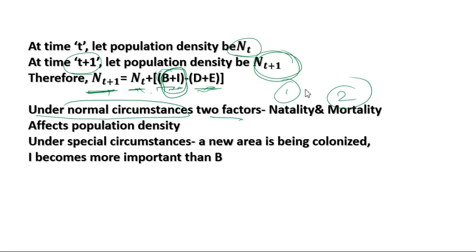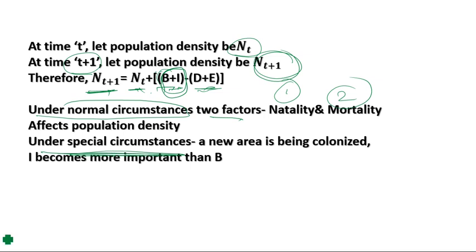Okay, now the point comes when there are certain special circumstances, just like the war in Ukraine. So what is happening? A new area is being colonized or a new war zone is created, new destruction is there. In this scenario, many people have been displaced from their original homes, so they have emigrated to different countries, to different places.